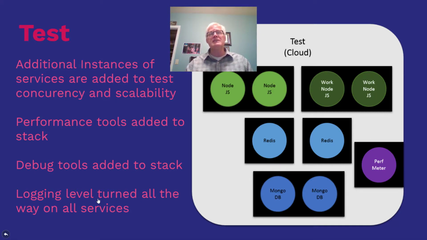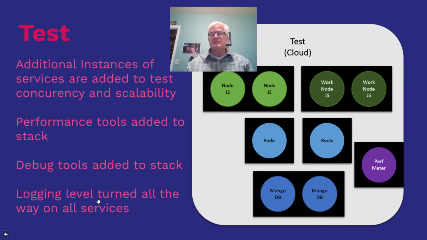But because the test environment knows that it's a test environment, it's going to fire off 2 Mongo instances and 2 Redis instances. It's automatically going to inject a performance metering tool in there, and it's going to know how to do these things on its own without the developer knowing.